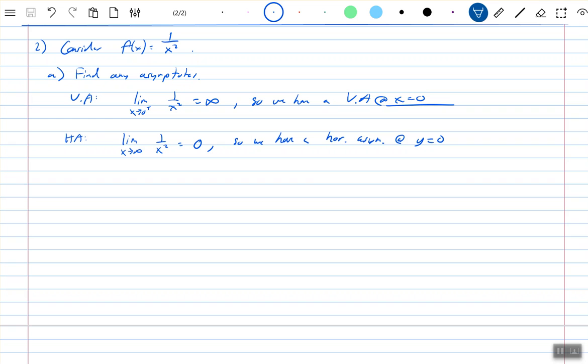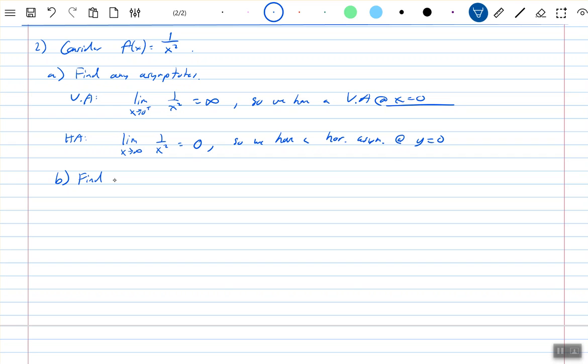So that's part A, how we find the asymptotes. For a vertical asymptote, take a guess where you think a vertical asymptote might be, and check it with the limit. For the horizontal asymptote, take the limit as x goes to plus or minus infinity and see what it converges to, if it does. If it converges, there's your horizontal asymptote. If it doesn't converge, you don't have a horizontal asymptote and you can move on with your life. All right, so that's it for part A. Now part B.